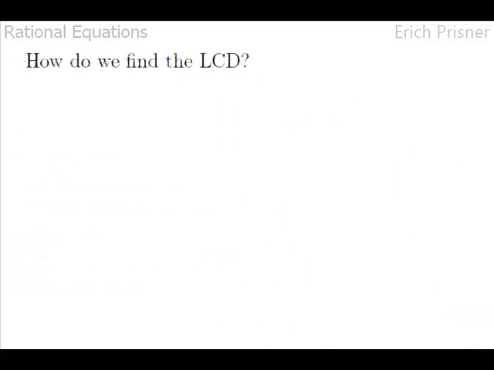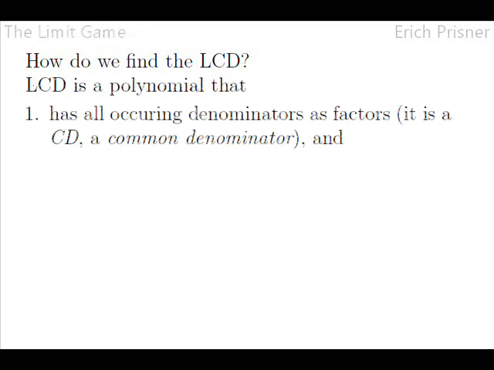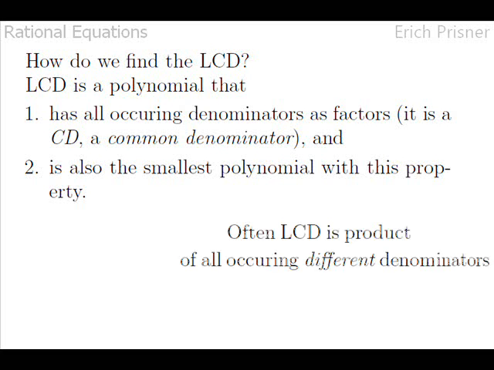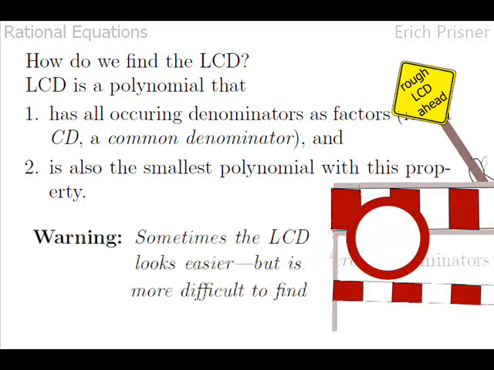There's only one problem here. How do we find the LCD? Remember that the LCD is defined as a polynomial that 1. has all occurring denominators as factors. You may say it's a CD, a common denominator. And 2. it's also the smallest polynomial with this property. Very often the LCD is just the product of all occurring different denominators. This product always obeys property 1 above, but is sometimes not the lowest CD. So my first warning. Sometimes the LCD looks easier than the product of these different denominators. It is easier, but it's still more difficult to find, as I will explain in the following digression.